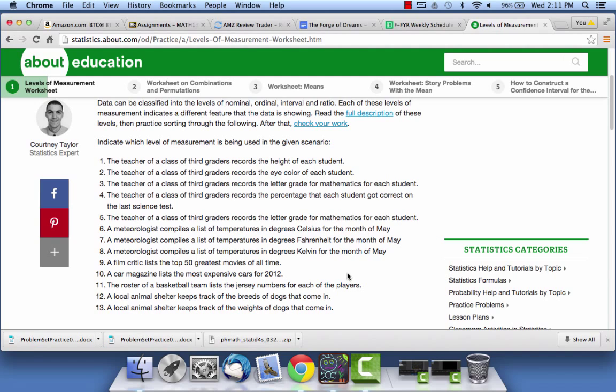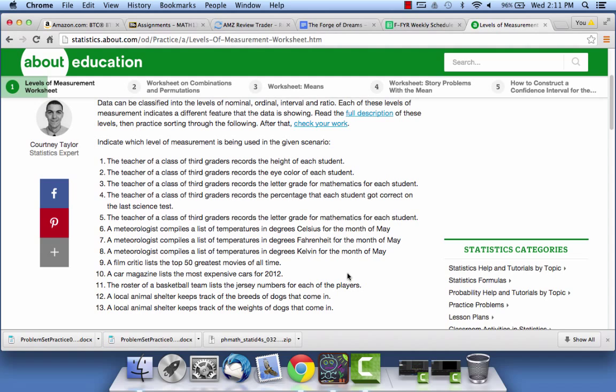A film critic lists the top 50 greatest movies of all time. So he's definitely giving them a name. He's also got an order. His number 1 is better than number 2, which is better than number 3, and so forth. But the difference between 1 and 2 might not be the same as the difference between 2 and 3, so subtracting really doesn't mean anything here. So that would just be ordinal.